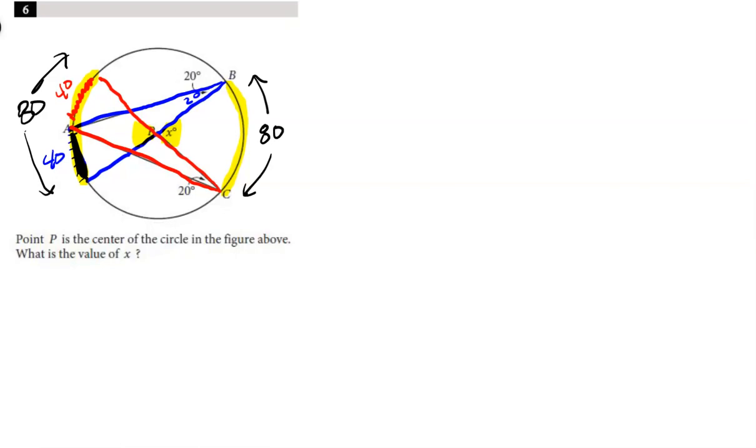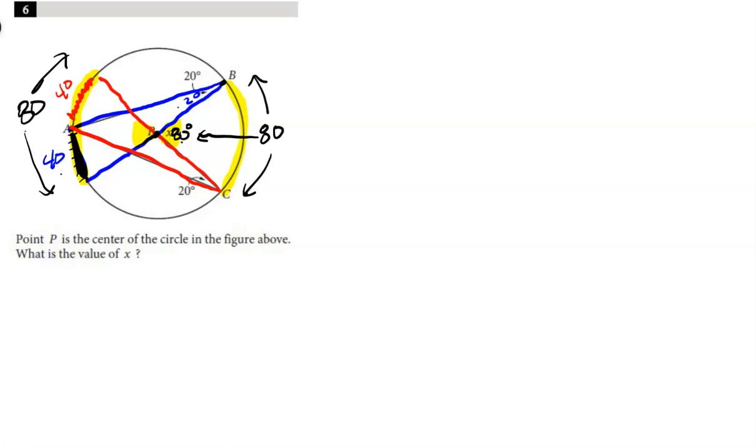So the correct answer is not a length, but a measure. So since it's a central angle, it's the exact same as the arc measure. So when your vertex is on the edge of the circle, you have the 2-to-1 relationship. But when your vertex is on the center of the circle, they should be identical to each other.